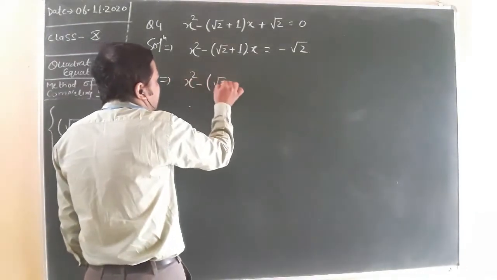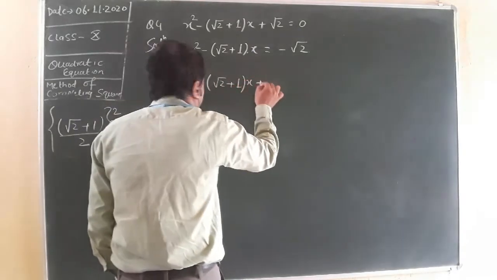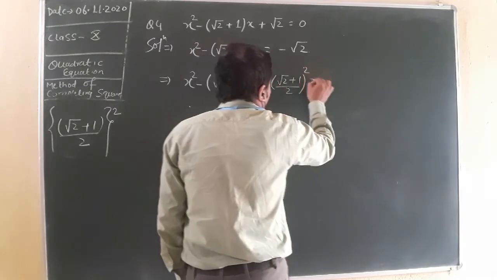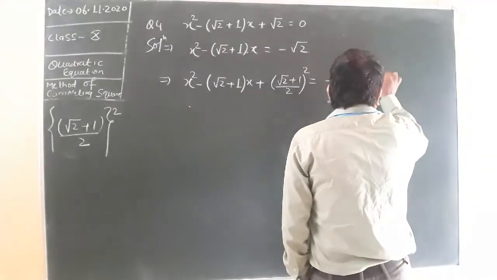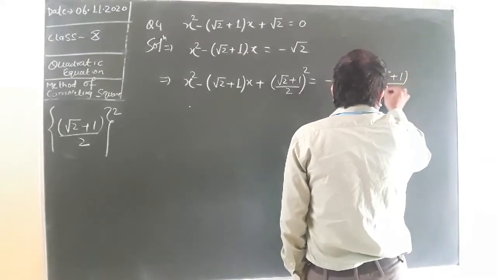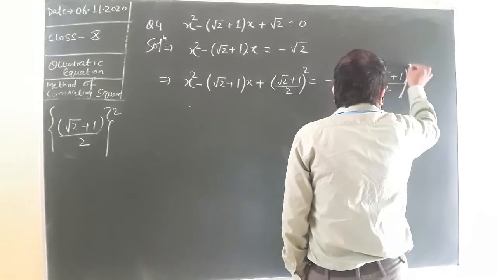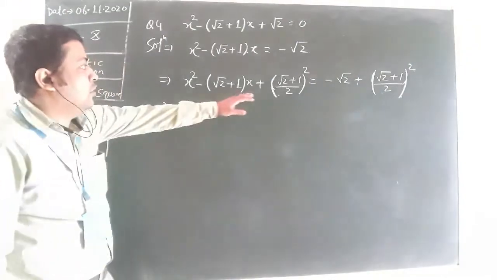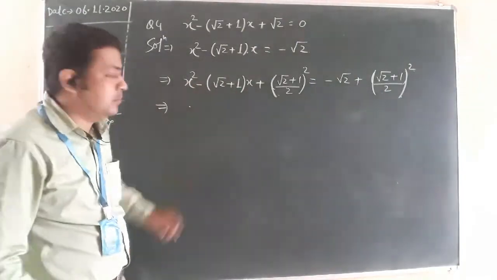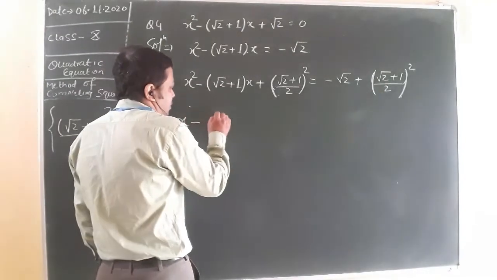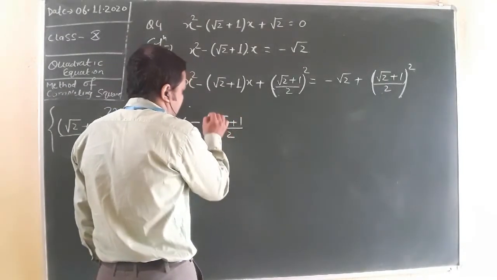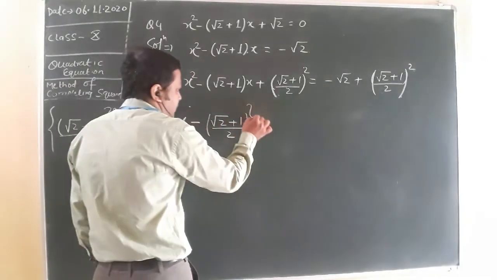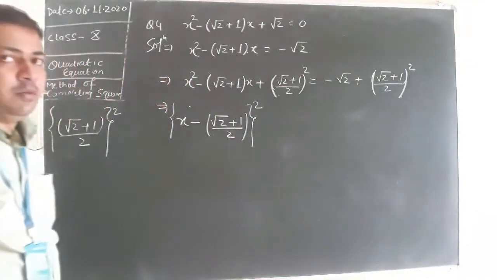So it is x square minus root 2 plus 1 x, plus root 2 plus 1 divided by 2 whole square, is equal to minus root 2 plus root 2 plus 1 divided by 2 whole square. Now if the coefficient of x is minus, here this minus term, so it will be a minus b whole square. Here the minus term and two terms are there, that's why I have given the bracket. So it is a minus b whole square.